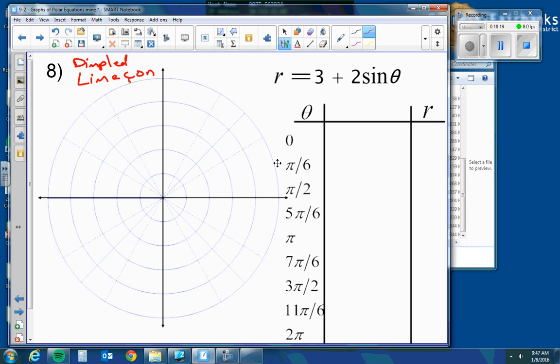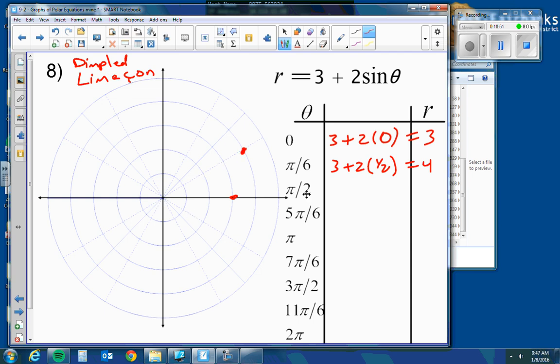All right, it's a sine graph. Sine of 0 is 0, so you get 3. And you can see, the angle pi over 6 is used because that's when sine's a half. So here, what do you get for your radius? 4. That's a half, I mean, that's 1, so 3 plus 1 is 4. So that's pi over 6, so on that line, 1, 2, 3, 4.